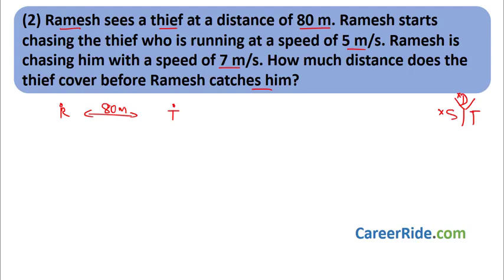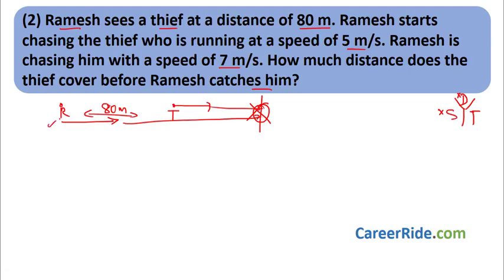Now Ramesh sees the thief and the thief starts running. At the same moment, even Ramesh starts chasing the thief, correct? Now both are running, and let us say at this point the thief reaches over here and even Ramesh reaches over here and catches the thief. What does that mean? Both of them stopped at the same time.